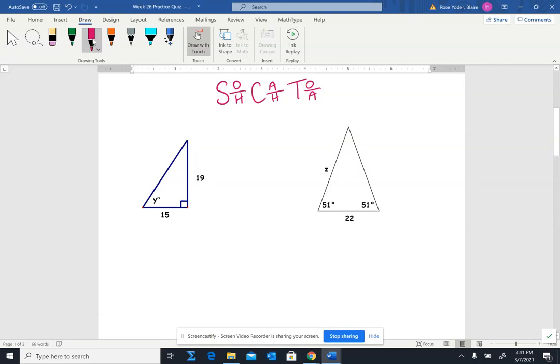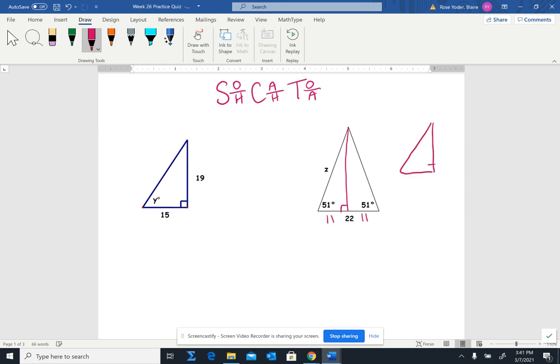Here is practice quiz problem number 4. Hopefully you noticed right away that it's not a right triangle, so we have to drop an altitude, drop the height of the triangle and make it a right triangle. Split that 22 into 11 and 11, because that's what an altitude does in an isosceles triangle. This one's isosceles because both angles are 51 degrees. So now we have a right triangle.